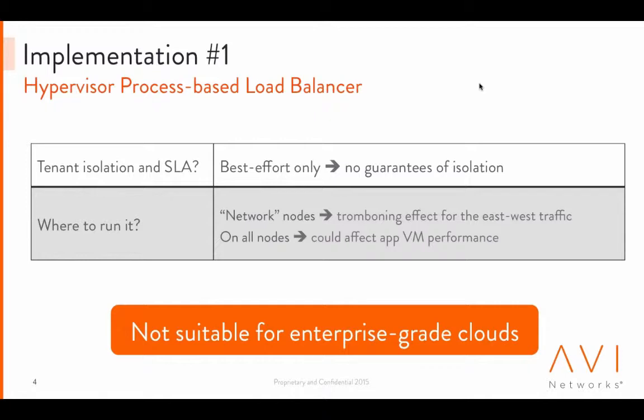If you just run it on the network nodes, as the reference implementation recommends, then you will have a tromboning effect, where the traffic has to come all the way to the network nodes and then go back to the compute nodes where your application servers are running. You can run it on all the nodes, but then you may affect your application VM performance, as the load balancing HAProxy could itself interfere with your application VMs. So this solution is really not suitable for enterprise-grade clouds.